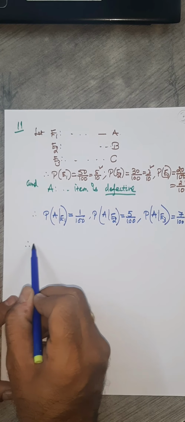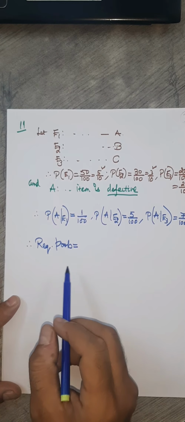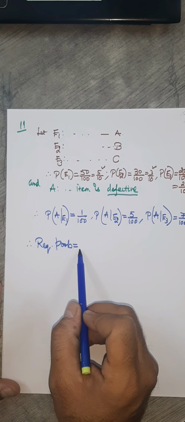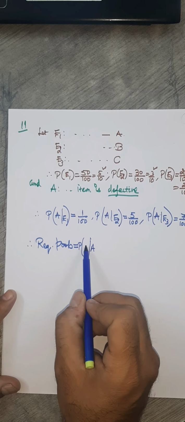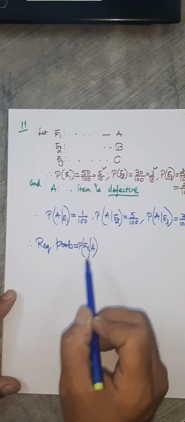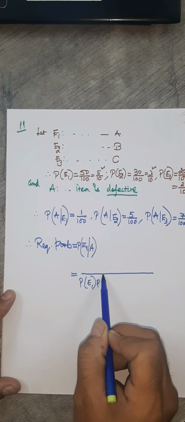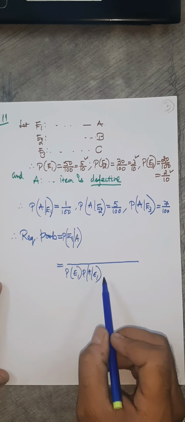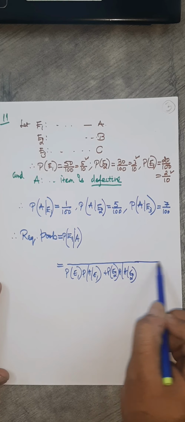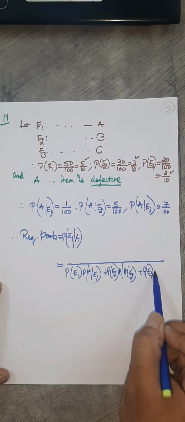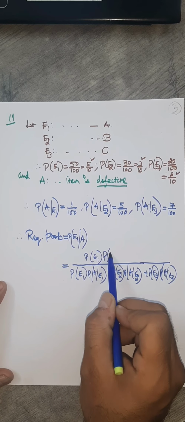Now, therefore, the required probability equals to, which event has already occurred? The event A has already occurred. And then what's the probability that it is produced by A? That is occurrence of E1. So by Bayes rule, you have P of E1 into probability of A over E1, plus P of E2 into probability of A over E2, plus P of E3 into probability of A over E3, and here the same term P of E1 into P of A over E1.